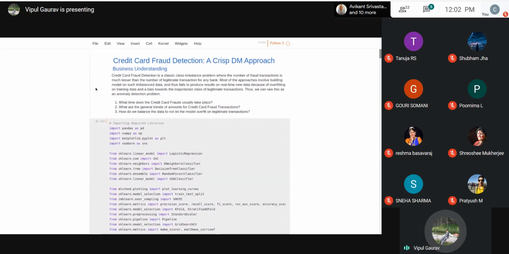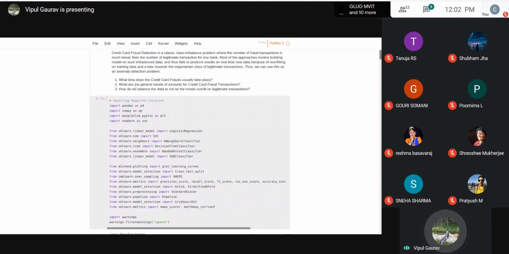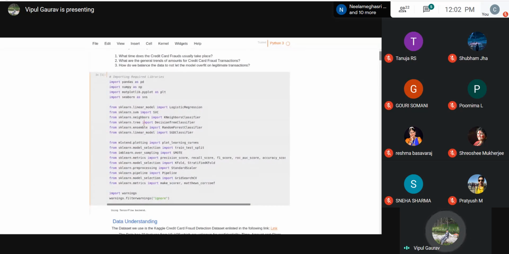So the business understanding, again, we take these 3 questions. What does the credit card frauds usually take place? What are the different trends of amounts, and how do we balance that data? For that, we will be trying with different algorithms. I'll not be explaining all these algorithms, but something which I included in this was how to make a pipeline out of all of these. That means to compare it.